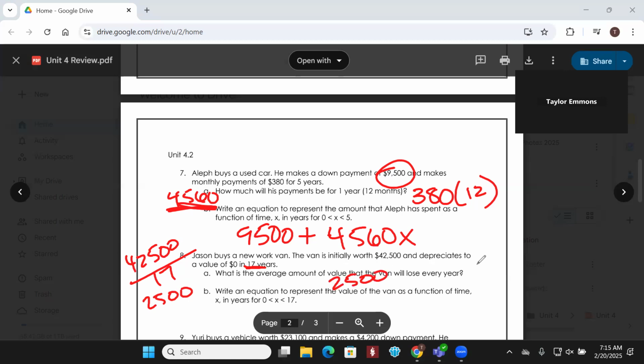On part B, we're going to write the equation. So how much did we start with? 42,500. And every year we're losing 2,500. So we're going to say minus 2,500x.